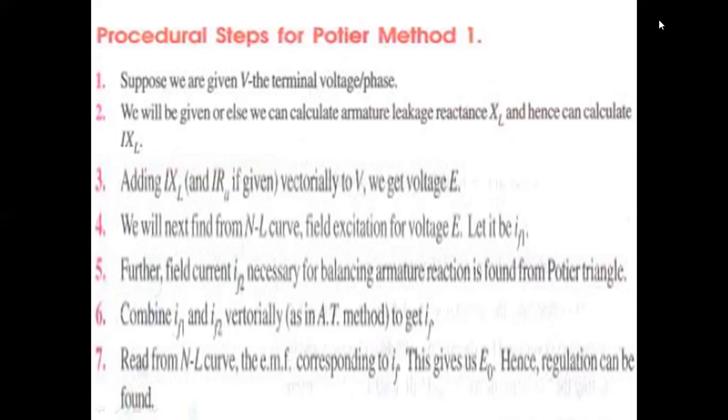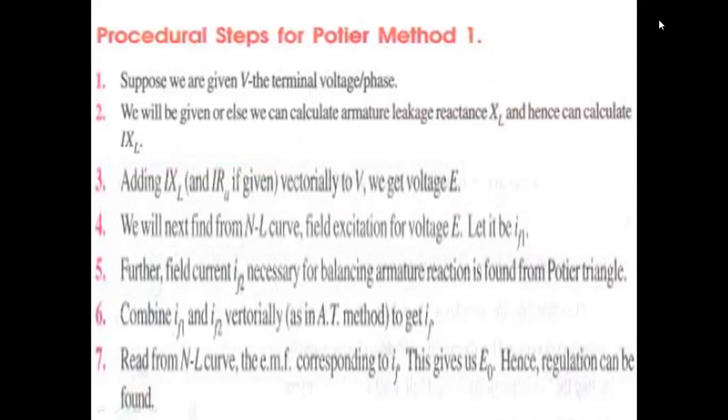So for voltage V, given in the first step as the terminal voltage per phase, I have to calculate the IXL from XL, and add that IXL to the voltage. If IRA is also given, I have to add the drop also to the voltage. After that IRA, I have to add IXL then. Okay, next, from the NL curve, we have to find the field excitation for voltage E. Let me take it as IF1.